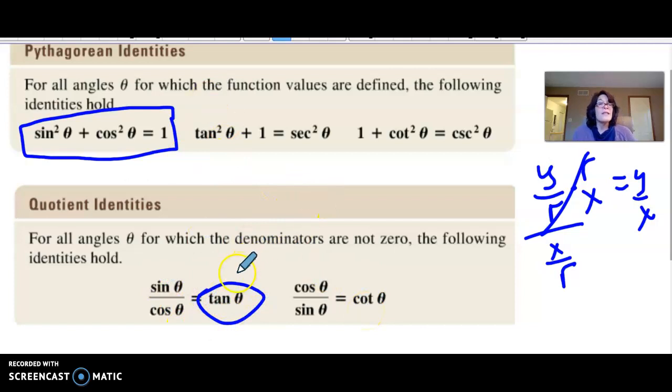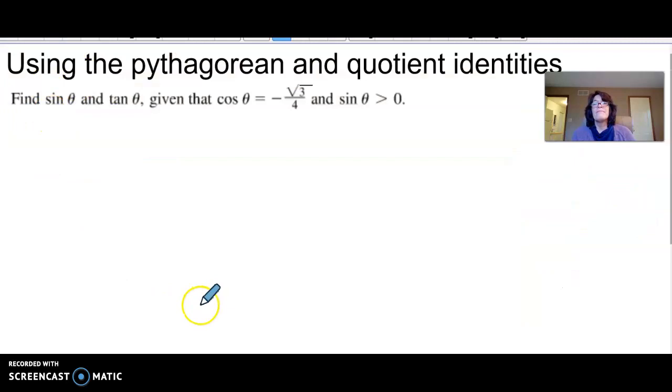Okay, but these are some other things that you'll be responsible for memorizing and using, okay? So here they're asking us to use the Pythagorean theorem and the quotient identities we just learned to find sine and tangent, and this is all we know.